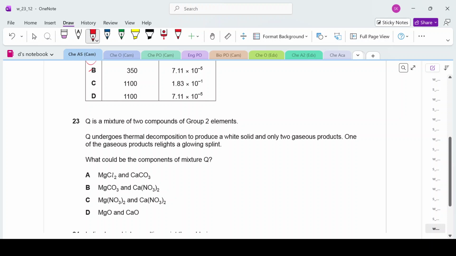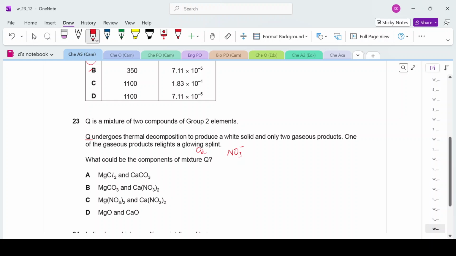23. Q is a mixture of two compounds of group 2 elements. Q undergoes thermal decomposition to produce a white solid and only two gaseous products. One of the gaseous products relights a glowing splint, so oxygen is produced. So it's probably a nitrate. What could be the components of mixture Q?